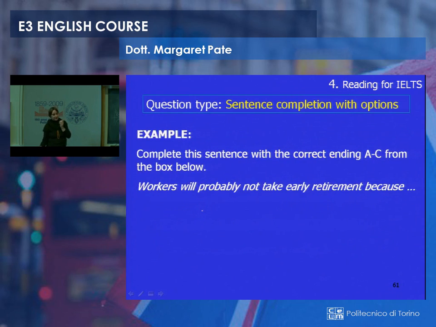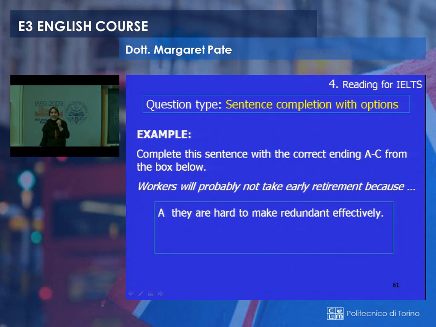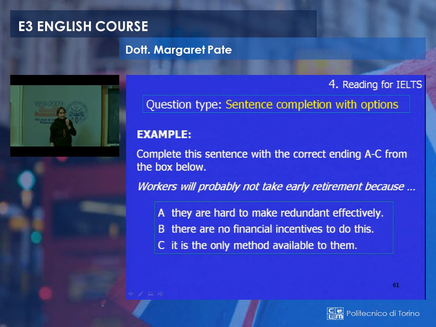So here's an example. Complete this sentence with the correct ending, A to C from the box below. Workers will probably not take early retirement because A, they are hard to make redundant effectively. B, there are no financial incentives to do this. And C, it is the only method available to them. Now then, using your English and your logic, without reading anything, you should be able to choose the correct option from this box. The answer is B.